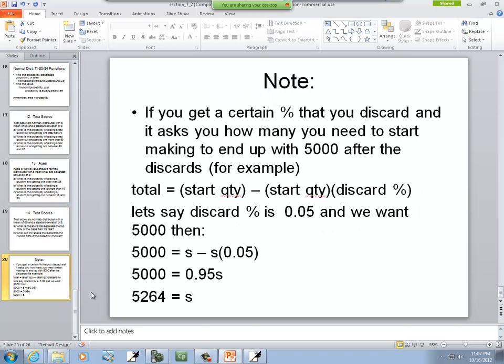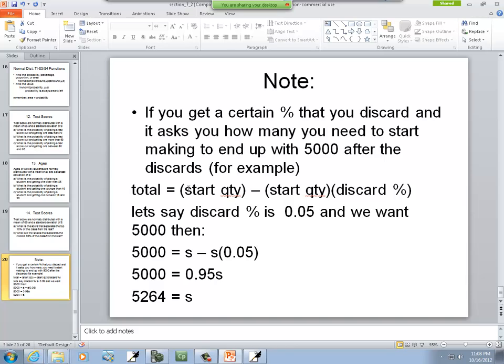Now, you may have a problem where you get a certain percentage that you discard, and you're asked how many you need to start making to end up with 5,000 after the discards. For example, I'm working in a plant, and the contract is that we need 5,000. Well, if we know we're going to discard 5% of everything we make, scrap it because it doesn't work for whatever reason, maybe the machine mills it a little bit incorrectly so we can't use it, so we have to scrap that part. Well, if you want to end up with 5,000, this is how you find out how many you start with.